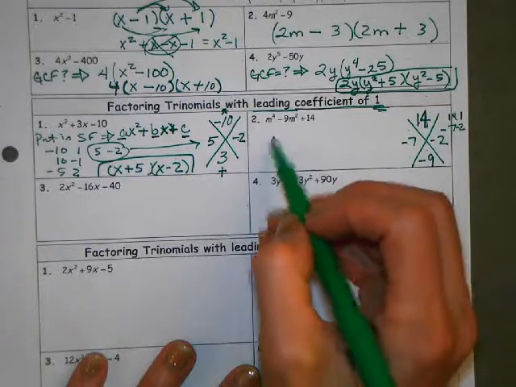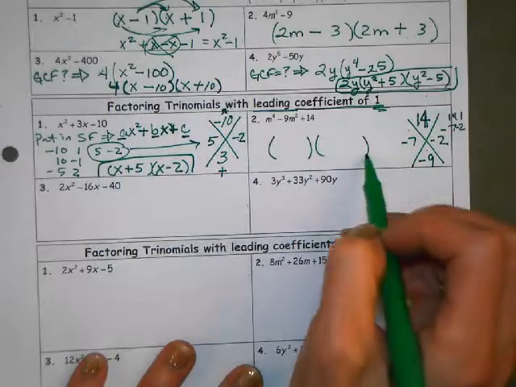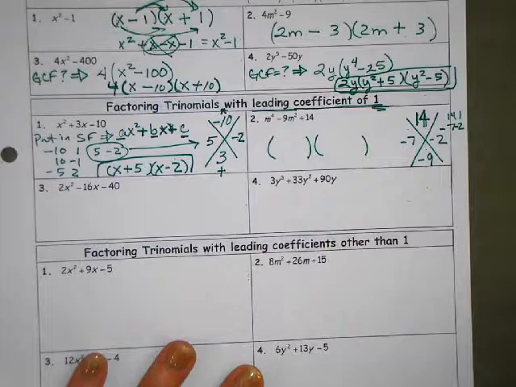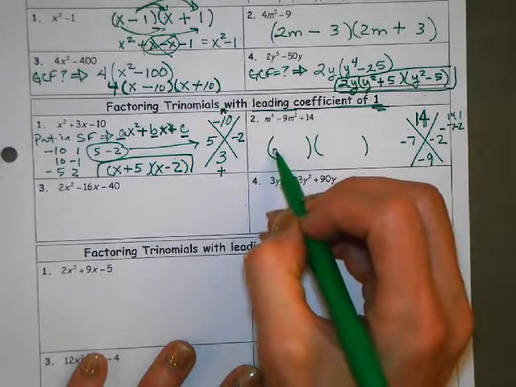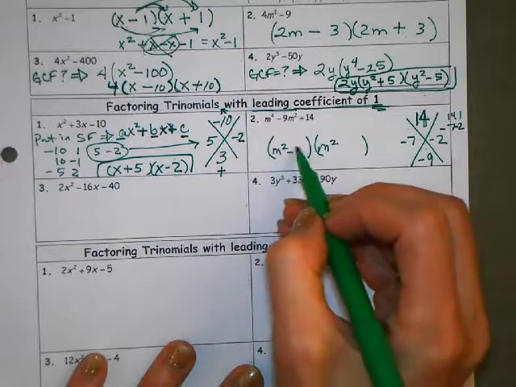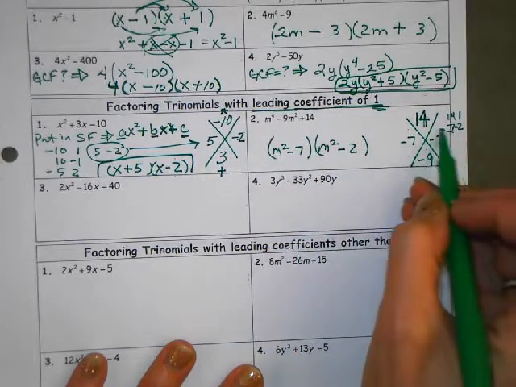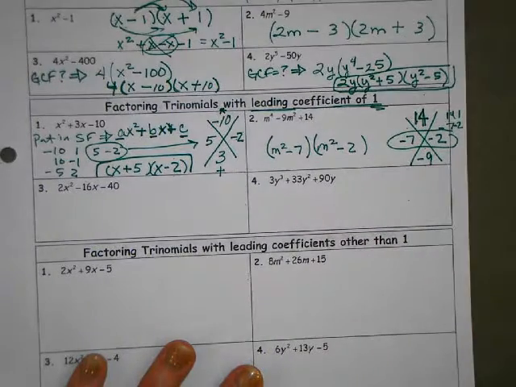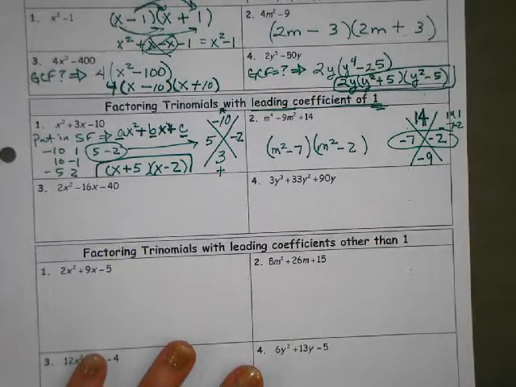So then, I create my factors. I take the square root of the first term. What's the square root of m to the 4th? M squared. Okay, and then I have a minus 7 and a minus 2 because these become my middle term. Okay? Does that make sense?